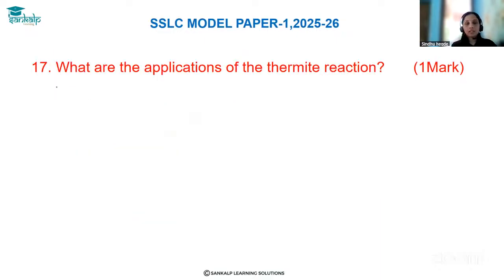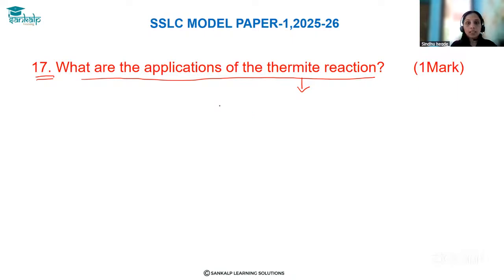Hello everyone. Let us see question number 17. What are the applications of the thermite reaction? See, what is the thermite reaction? It is a highly exothermic redox reaction. It produces a large amount of heat. That heat can help to change the metal products to a molten state. So it helps to fill the gap.